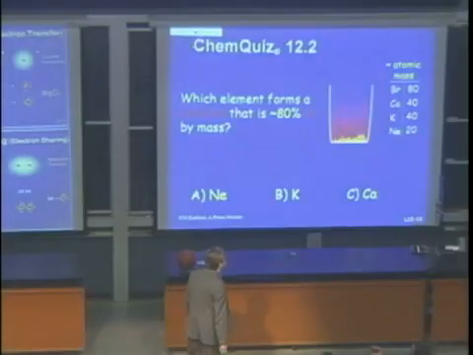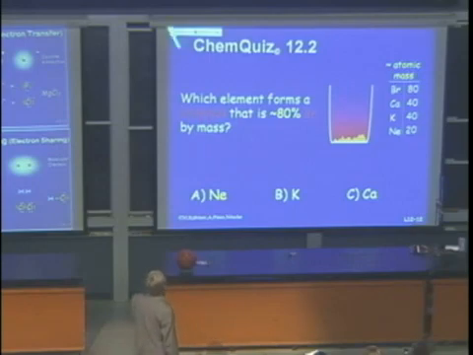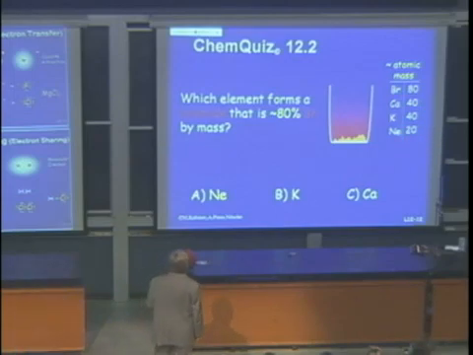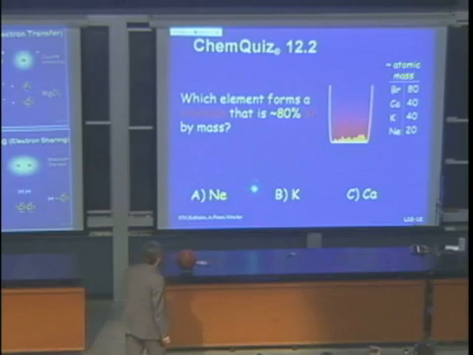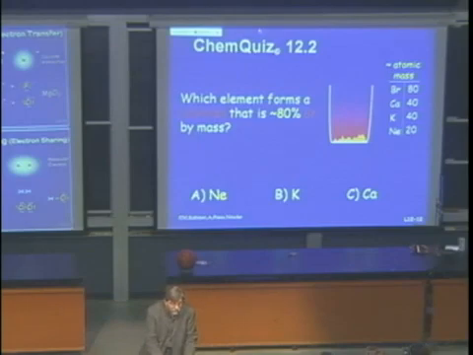Let's see if you understand. We have an element that forms a bromide that is 80% bromine by mass. So here are the masses. Bromine has atomic mass 80, calcium and potassium are about 40, and neon is 20. So which is the element? Is it neon bromide, or potassium bromide, or calcium bromide? But the final bromide should have 80% bromine by mass. So why don't you think about this?